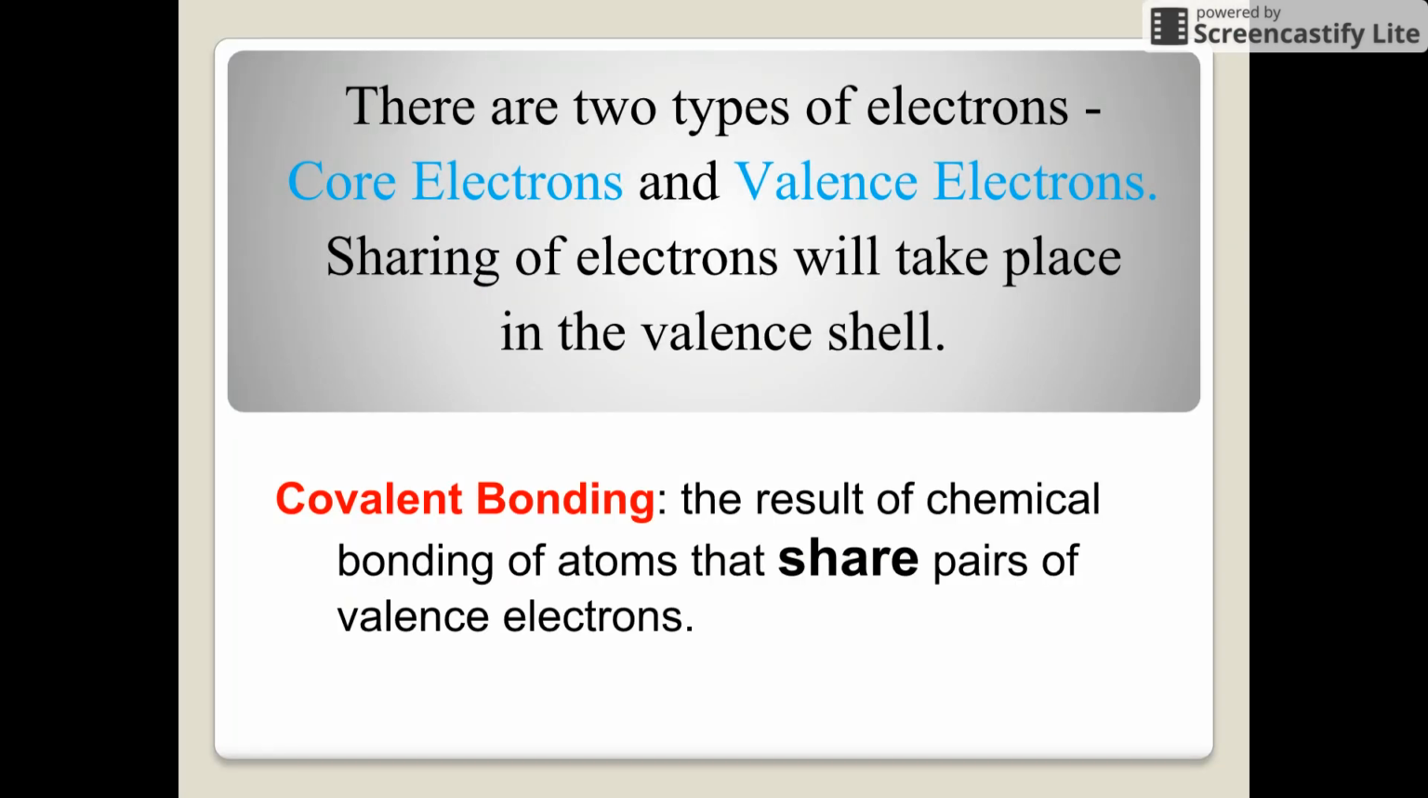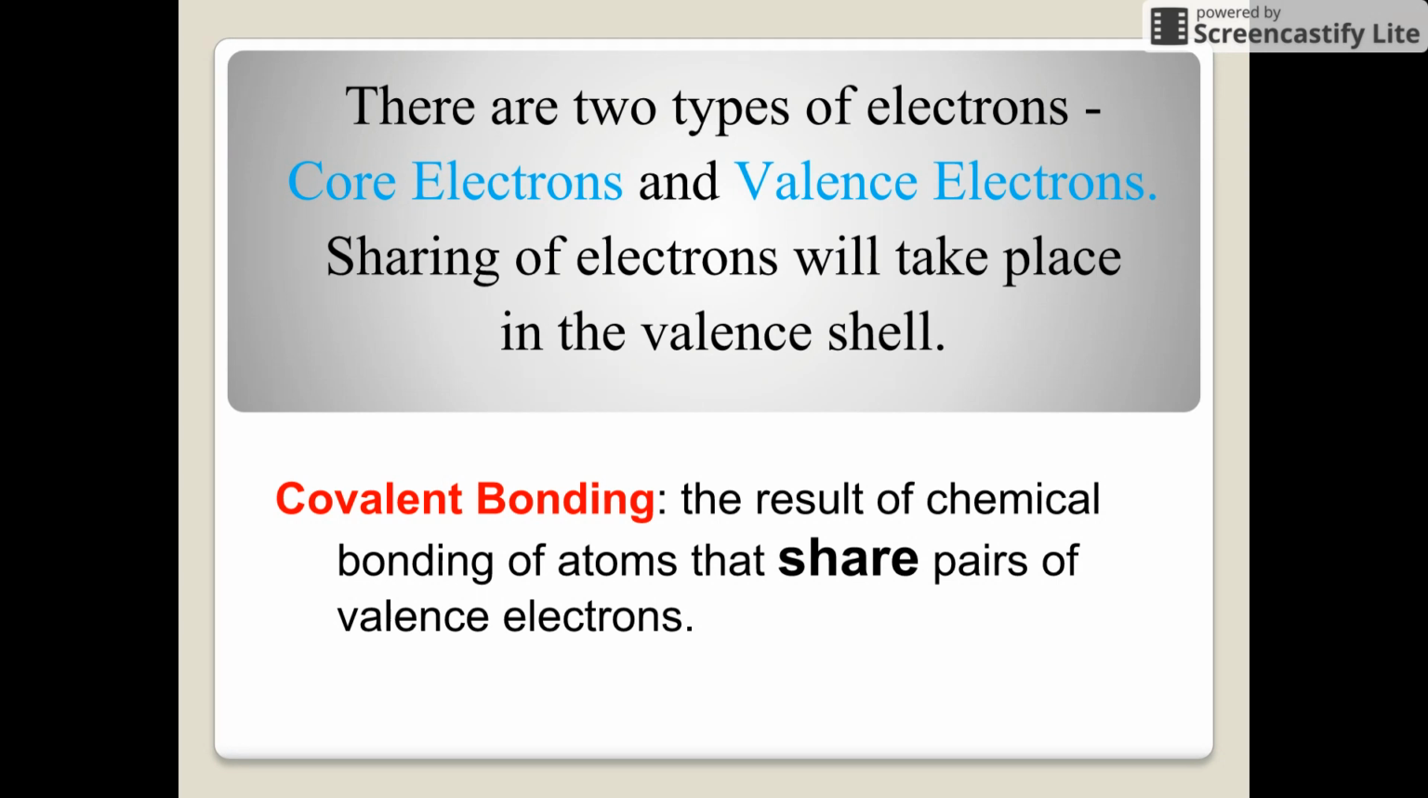When it comes to the electrons that are flying around the outside of atoms, they can be broken into two categories. We have core electrons and valence electrons. The core electrons can just be called the inner electrons. They are the electrons in the inner shells, and the valence electrons are on the outside of them. Sharing of electrons will take place in the valence shell with the valence electrons. Or we could say the outermost electrons are the electrons that will be used in the bonding of atoms.